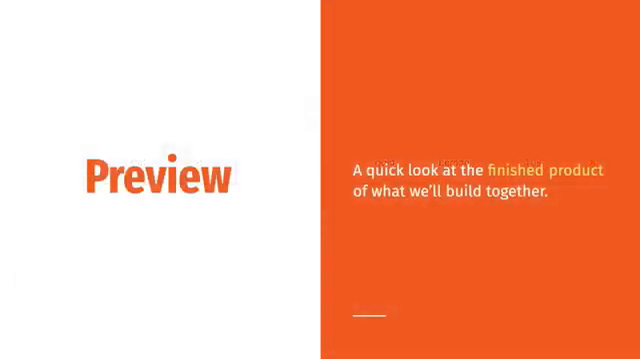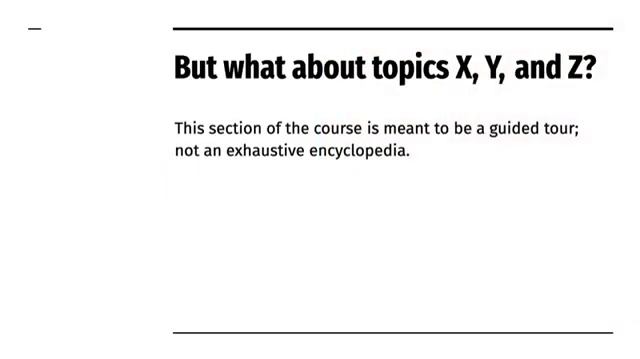Okay, so that wraps up the quick look at the finished product of what we're going to build together. At this point, you might be thinking to yourself, but what about topics or features X, Y, and Z in WordPress, like widgets or any of the other 10,000 features in WordPress? Well, these 3 chapters of the course are meant to be a guided tour, not an exhaustive encyclopedia of plugin development. WordPress is just too big of a topic with too many different features and APIs, and the whole point of plugins is that the possibilities are infinite, endless.